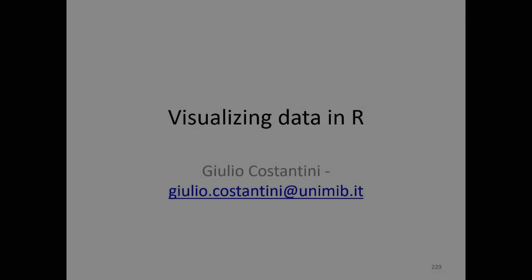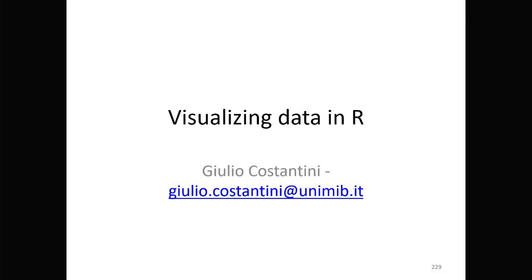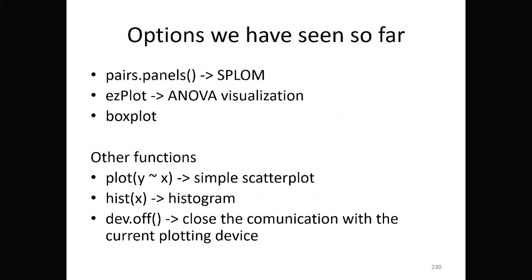Okay, let's go very quickly to visualization of data in R. That will be a quick primer on the use of ggplot2. Why? Because we have seen so far a few ways to plot the data. Pairs.panels in package psych gives us the SPLOM, the scatter plot of matrices. If you give pairs.panels a data frame, you will get all these correlation matrices, and we saw that in the video introductions.